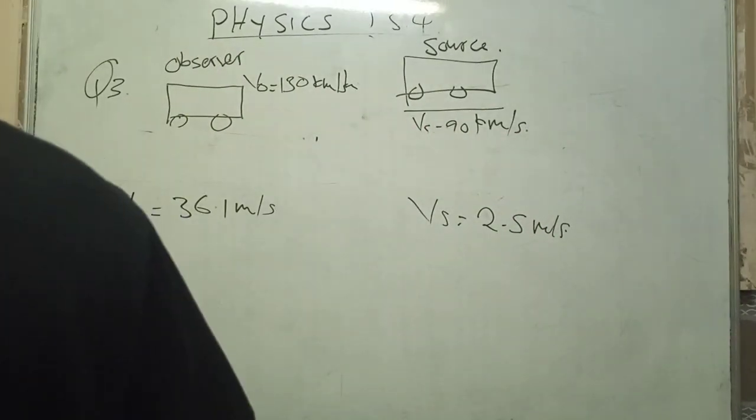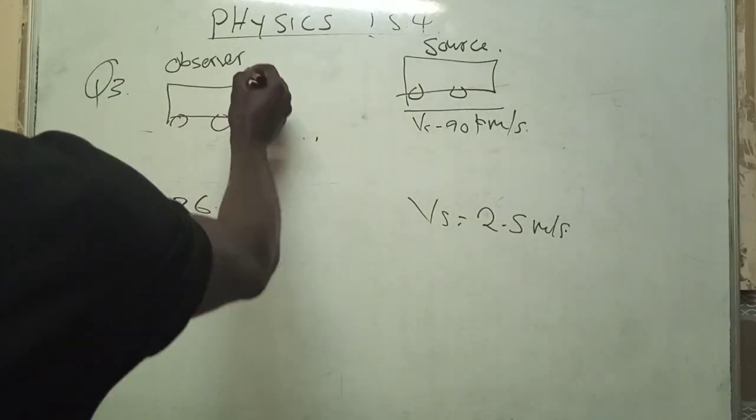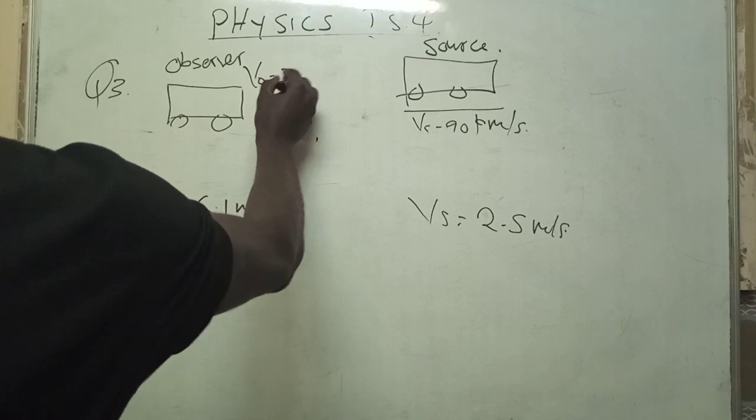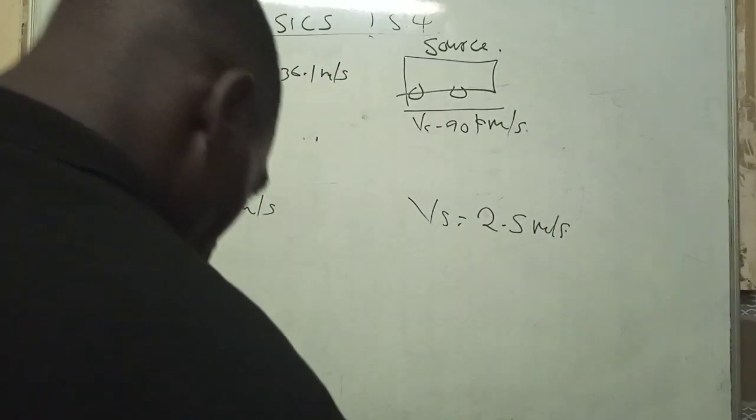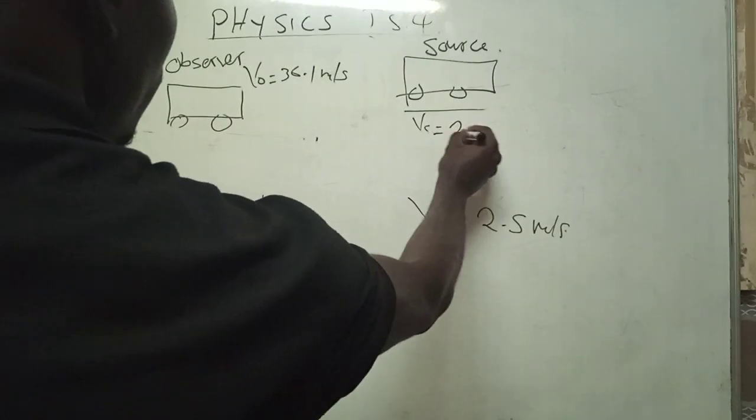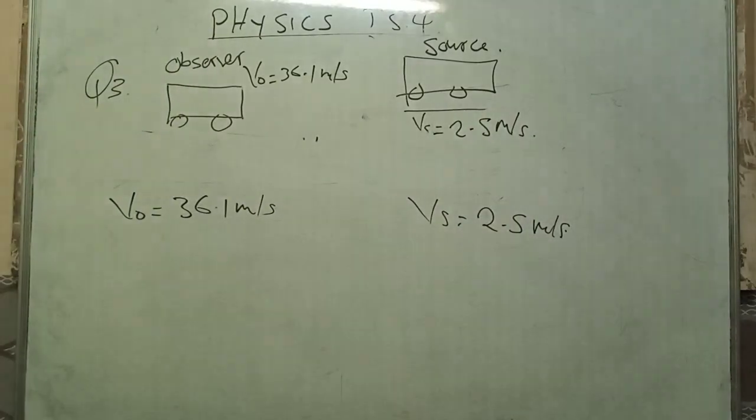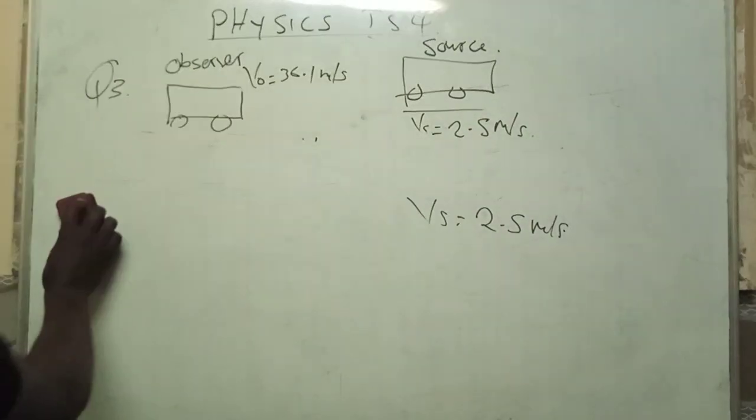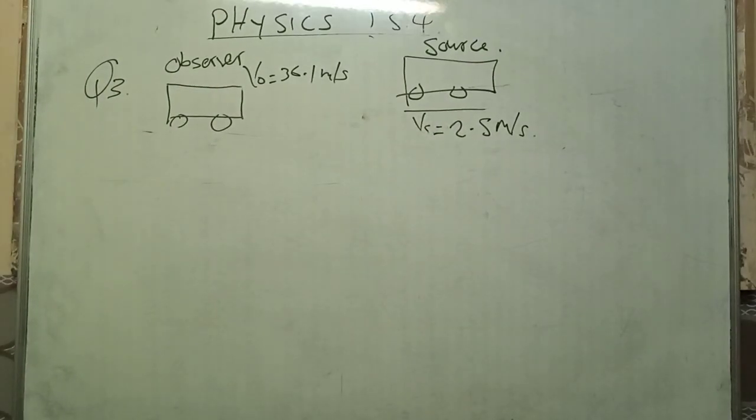Therefore, I have my new velocity that I'm going to replace there as my V observer, 36.1 meters per second. I also have that velocity as 2.5 meters per second. Okay, so I can move this to create space. Then now we go to the question. What are we supposed to do?